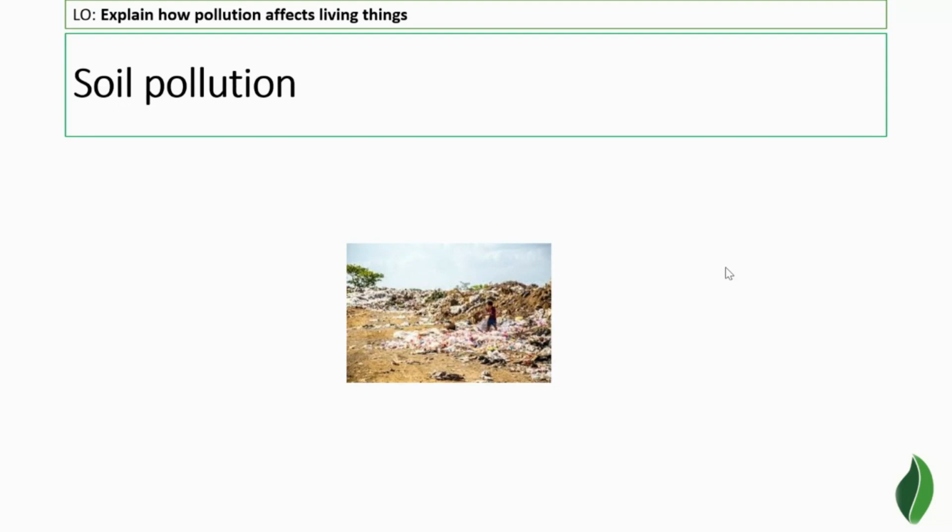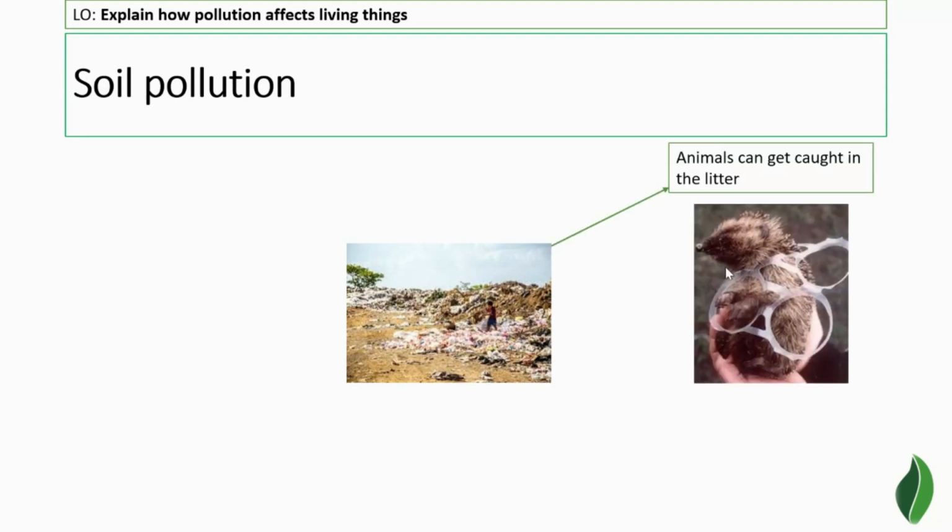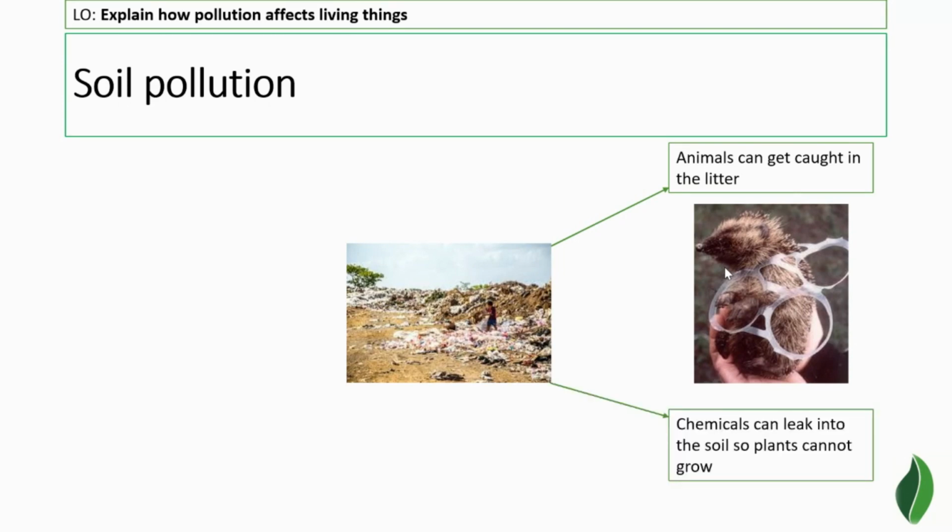The last one, soil pollution. So animals can get caught in litter, same as they do in the ocean. A similar sort of thing, these ring pulls. This is a hedgehog and it's got itself stuck in this. An easy thing for us to do is not use them in the first place, but also you can cut them up before you throw them away so animals don't get caught up in them.